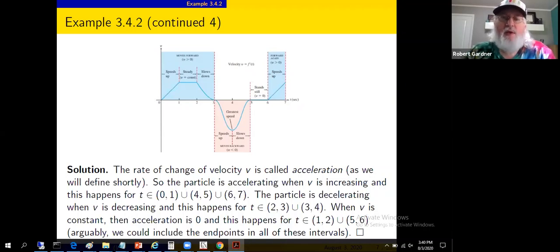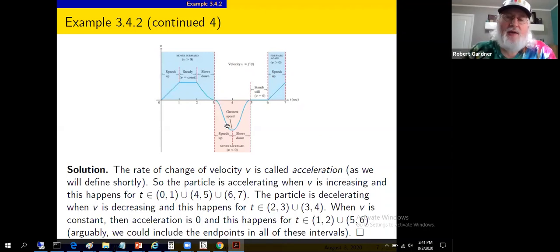Acceleration is positive. What about when velocity is decreasing, which happens from here to here, and then here to here, and that's it. So between 2 and 3 and 3 and 4, velocity is decreasing, then the object must be decelerating. So deceleration is decreasing velocity, acceleration is increasing velocity.